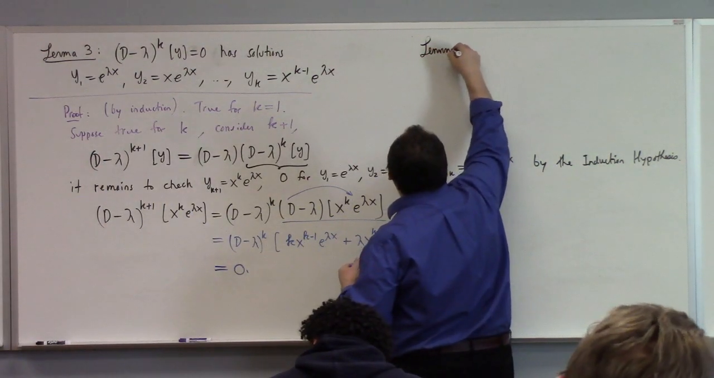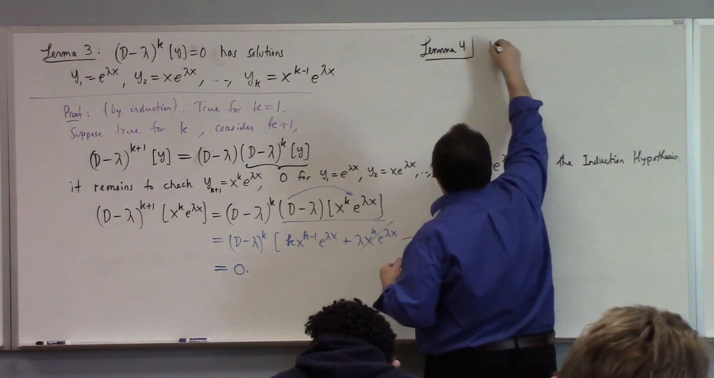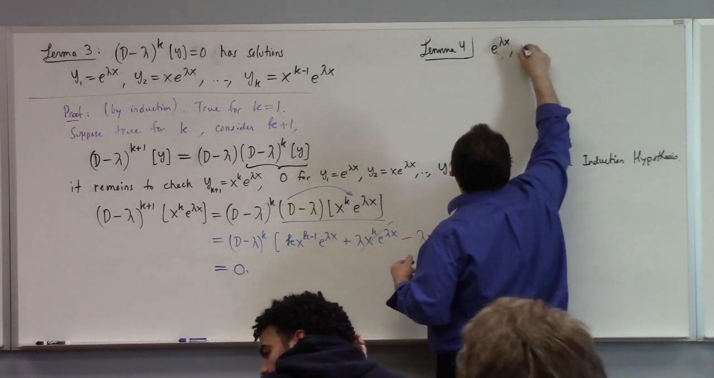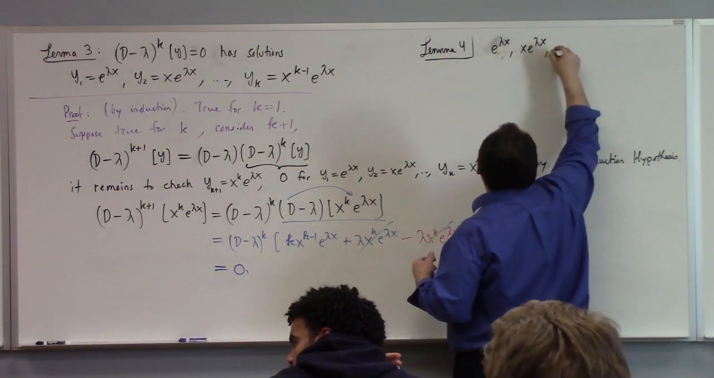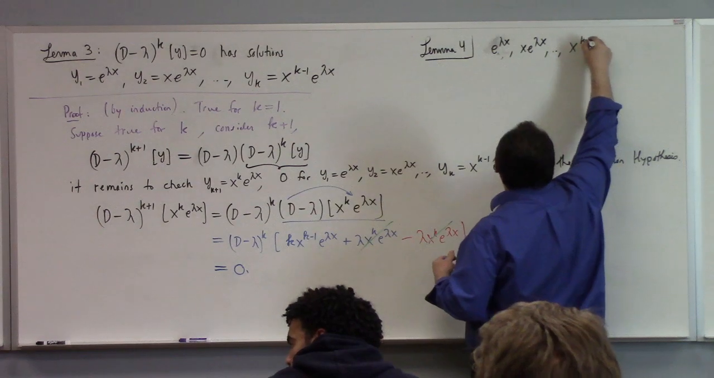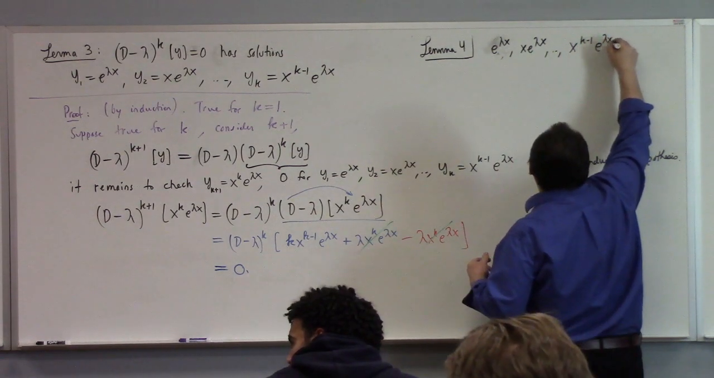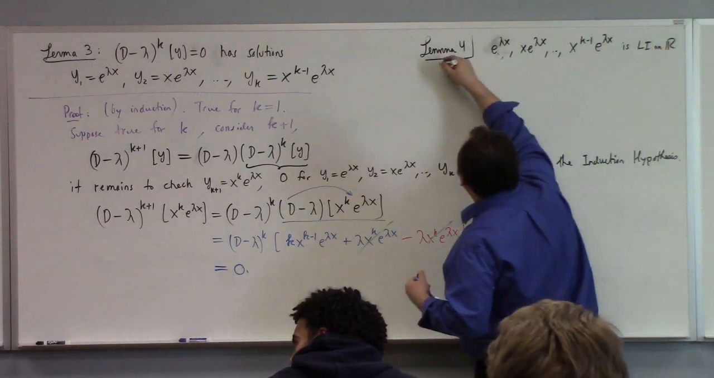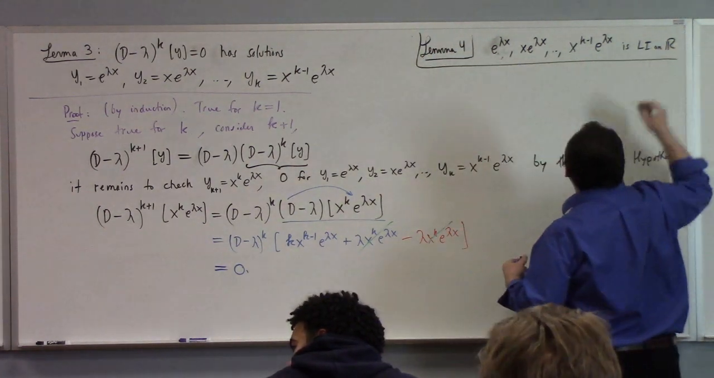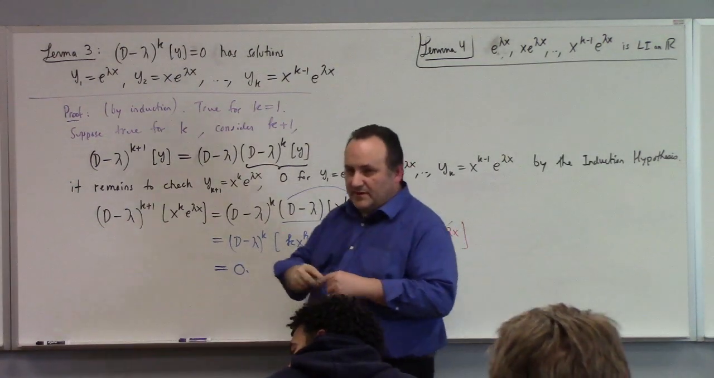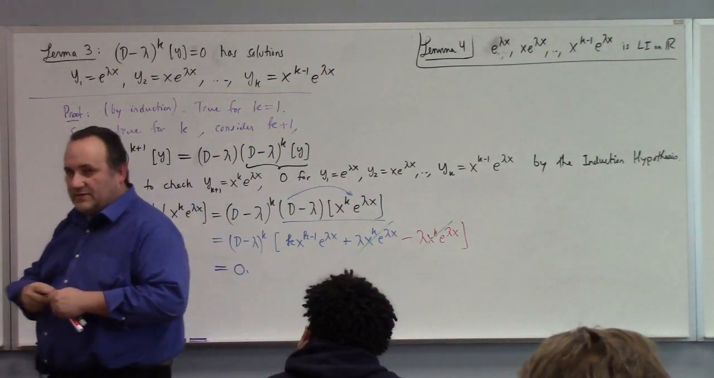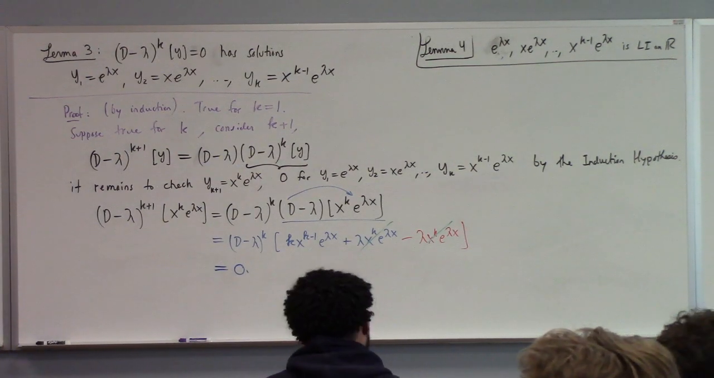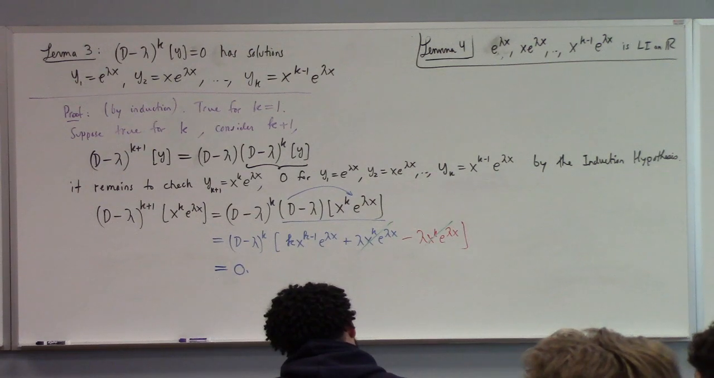Lemma 4: y1, my bad, e to the lambda x, x e to the lambda x, up to x to the k minus 1 e to the lambda x is linearly independent on R. All right. I mean, it's a straightforward calculation. You could calculate the Wronskian of these. It's clearly non-zero, right? These are linearly independent, all right?